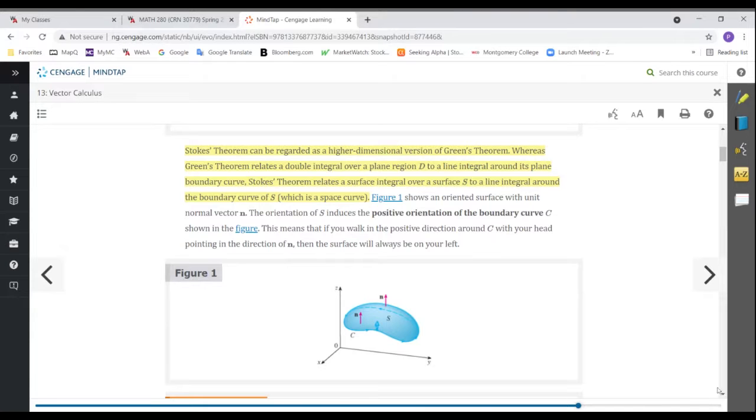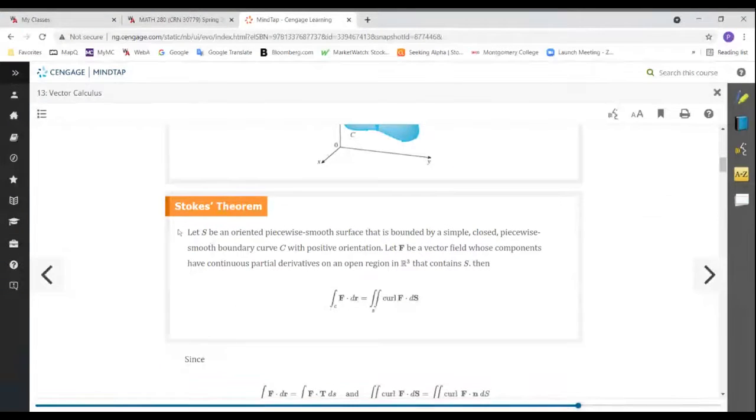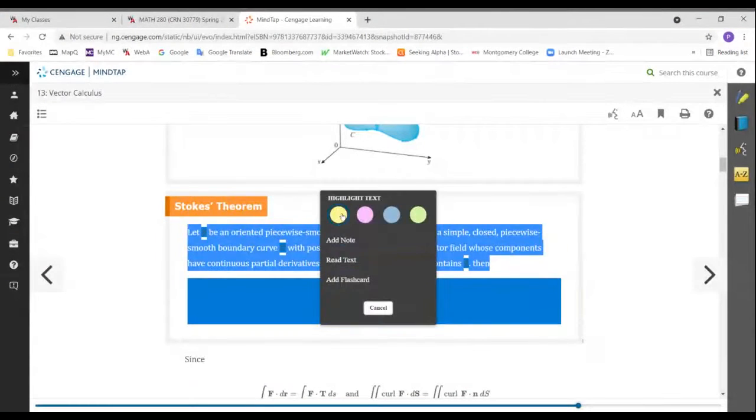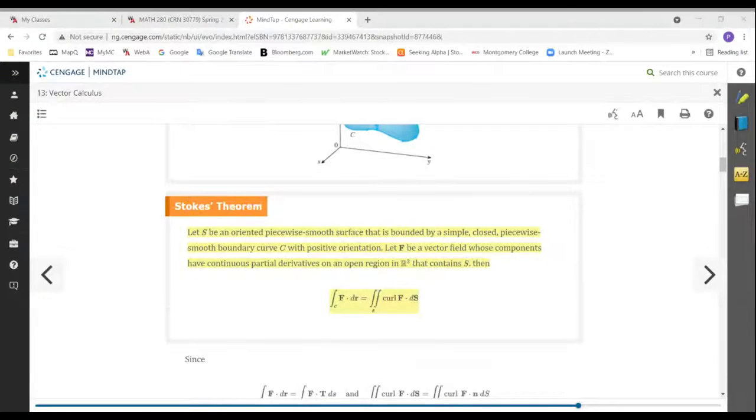Okay, well let's continue on. So what Stokes' theorem says is the following. If you have a piecewise smooth surface that's bounded by a simple closed curve with positive orientation, and you have this vector field F, whose components have continuous partial derivatives over three-dimensional space.